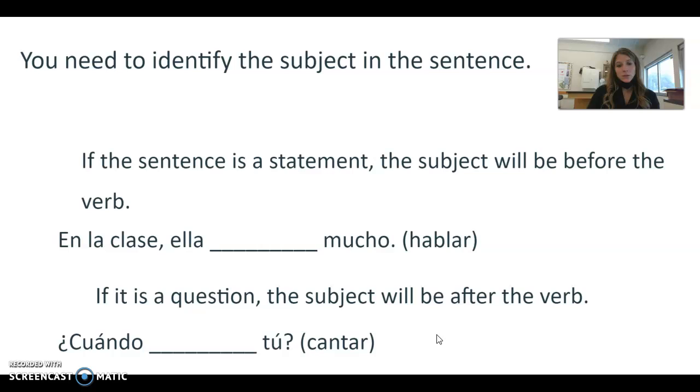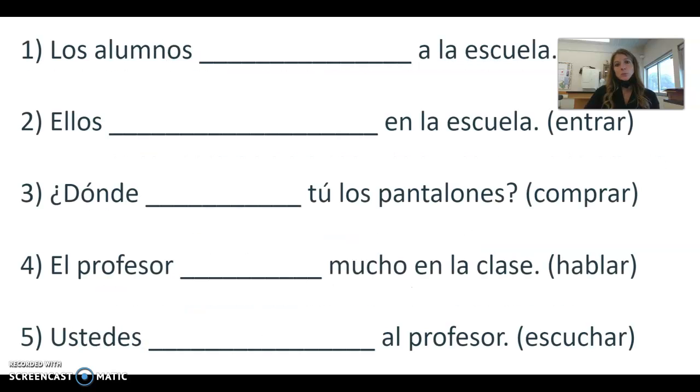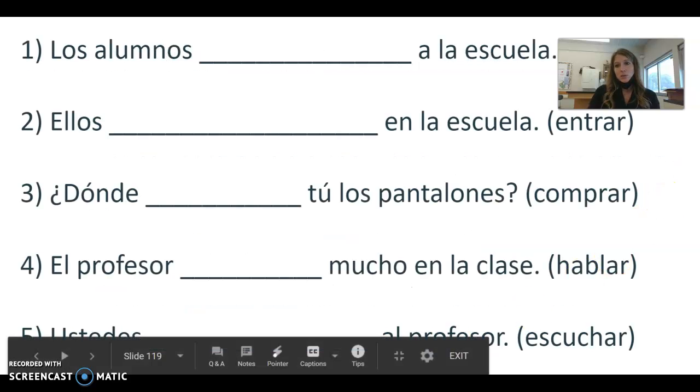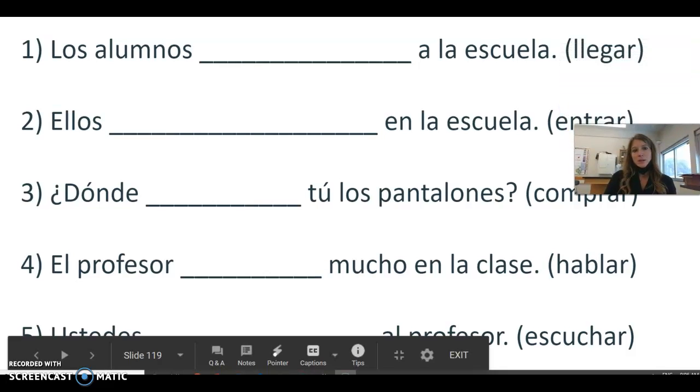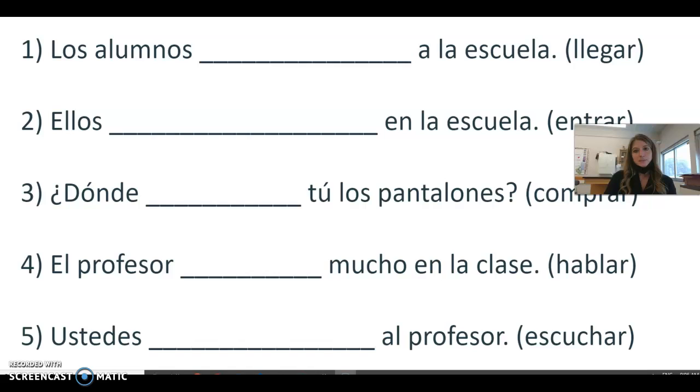So when you look at using cantar, you're trying to make it agree with tú. So a statement, your subject is before the blank. A question, it's after the blank. Then we went through and practiced these. So the idea was to take the verb sitting out in parentheses and make it agree with the sentence.